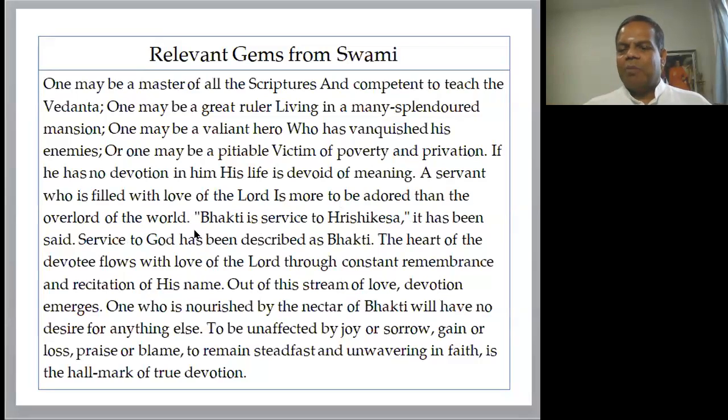This is a padyam of Swami, a poem. Bhakti is service to Hrishikesha, it has been said. Service to God has been described as bhakti. The heart of the devotee flows with love of the Lord through constant remembrance and recitation of his name. Out of this stream of love, devotion emerges. One who is nourished by the nectar of bhakti will have no desire for anything else. To be unaffected by joy or sorrow, gain or loss, praise or blame, to remain steadfast and unwavering in faith is the hallmark of true devotion.